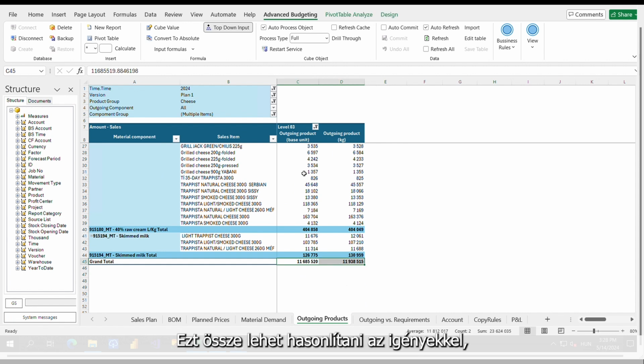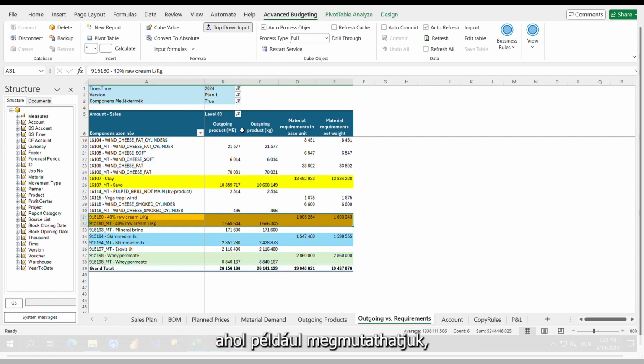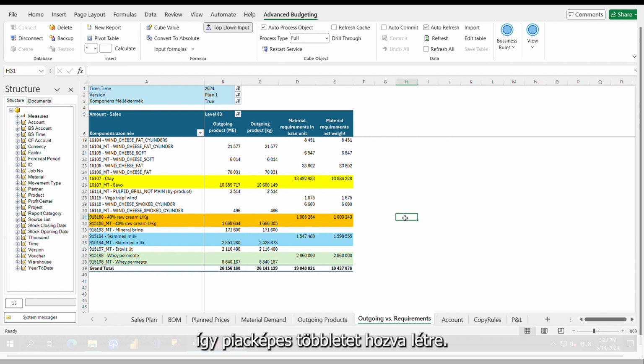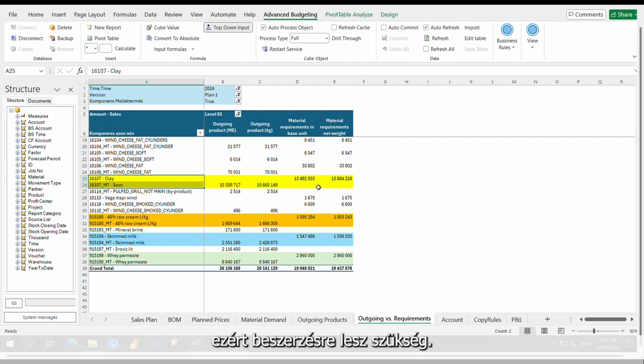This can be compared with the requirements where we can, for example, show that for this product, the outgoing amount is this much, whereas the requirement is only this much, thus creating a marketable surplus. In the case of whey, the situation is the opposite. Less is produced than what is required, so a purchase will be necessary.